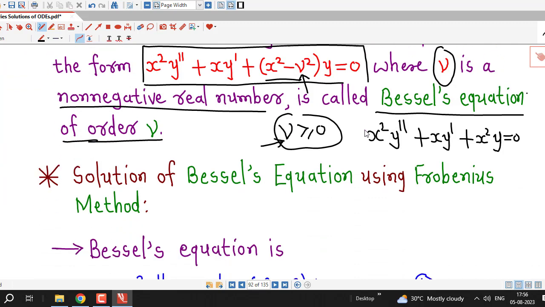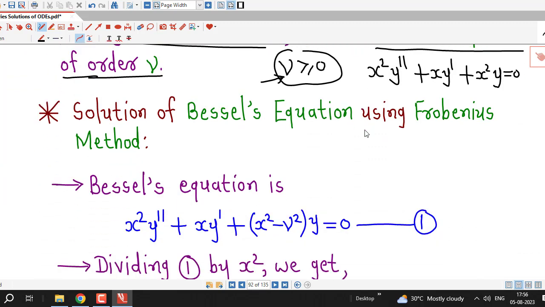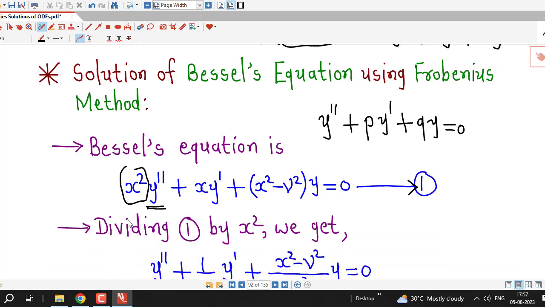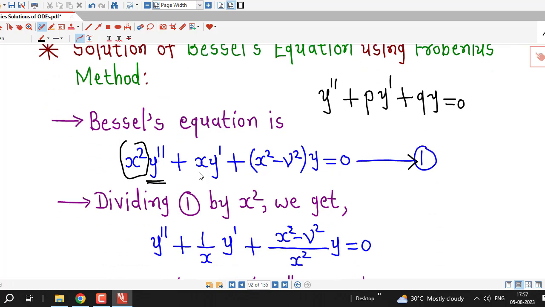So first we prove that x equal to 0 is a regular singular point. For that we divide equation number 1 by the coefficient of y double dash, which is x square here. To write this equation in the standard form, y double dash plus p y dash plus q y equal to 0, we divide equation number 1 by x square, and we have y double dash plus x divided by x square, that is 1 by x, y dash plus (x square minus nu square) divided by x square, y equal to 0.